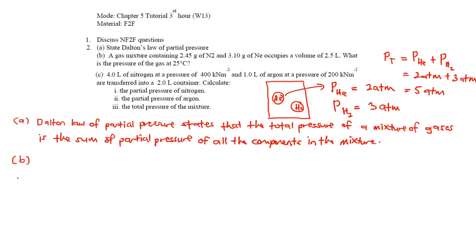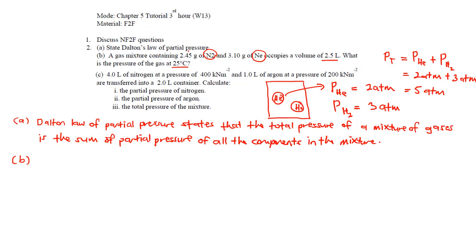So the next question says a gas mixture containing 2.45 gram of nitrogen gas and 3.10 gram of neon occupies a volume of 2.5 liter. What is the pressure of the gas at 25 degrees Celsius? Now it is a gas mixture with two components: nitrogen gas and neon gas. The volume is given as 2.5 liter and the temperature is 25 degrees Celsius.